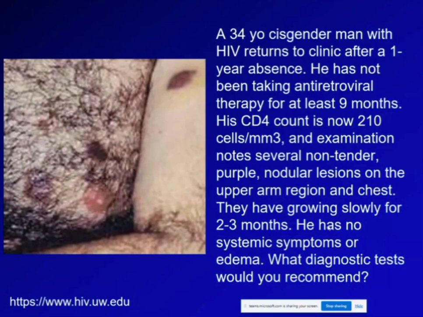All right, I want to take a look at this one. A 34-year-old cisgender man with HIV returns to clinic after a 1-year absence. He has not been taking antiretroviral therapy for at least 9 months. CD4 count is now 210. On exam, several non-tender purple nodular lesions of the upper arm and chest. They have been growing slowly for 2 to 3 months. He has no systemic symptoms or edema. What diagnostic test would you recommend?